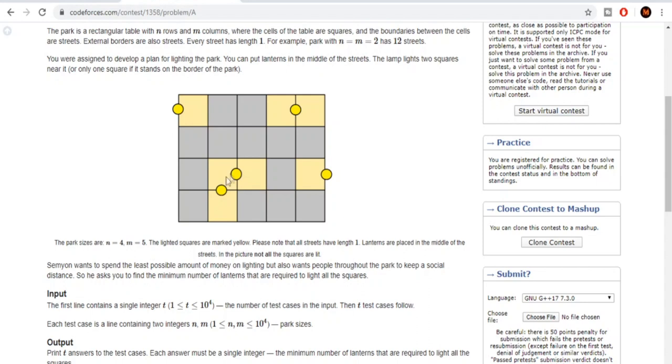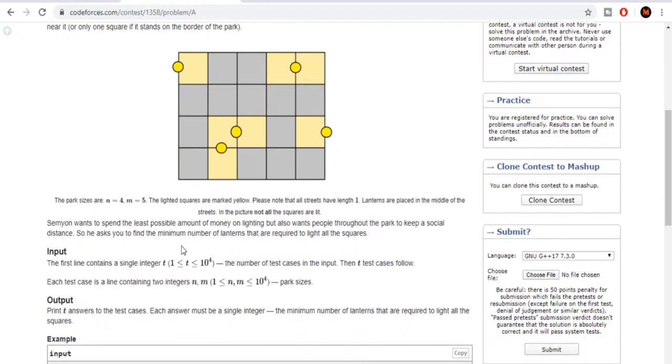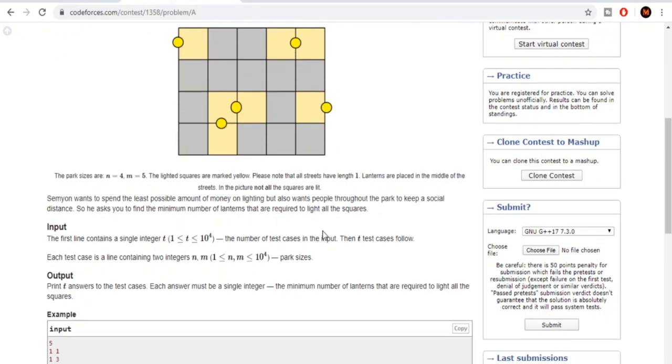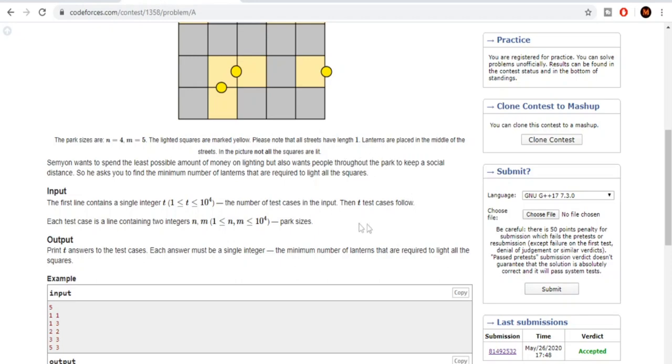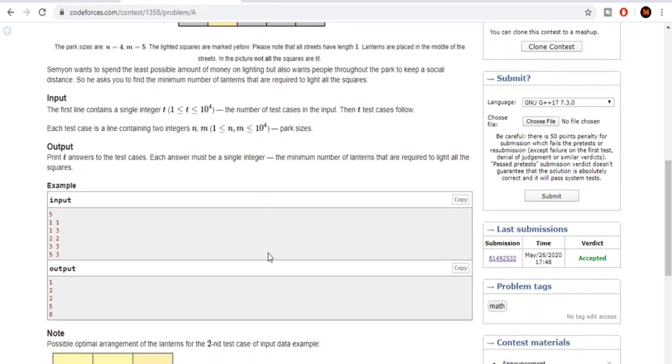In the example, they put one here, and then one on the border, so it only lit this square. Here, they put one between this border, so it lit these two squares, this and this. And here, they put one on this border, and they only lit this square. So Samuel wants to spend the least amount of money on lighting, but also wants the people throughout the park to keep social distance. So you want to find the minimum number of lanterns required to light all squares.